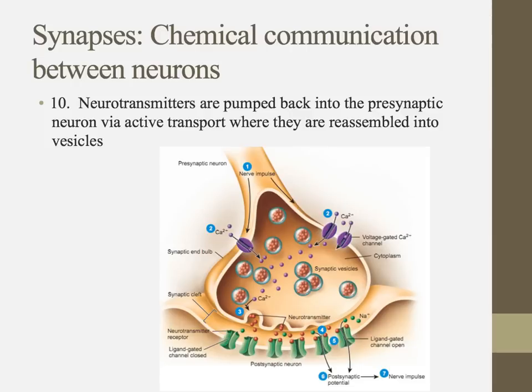In other cases, we're going to be able to do a reuptake pump, okay, where these neurotransmitters are, again, actively pumped back into the presynaptic neuron. So again, another example of active transport here.